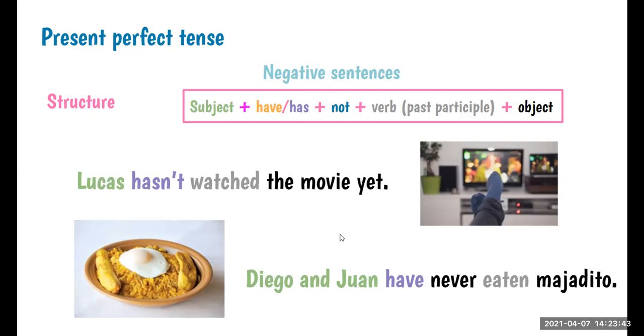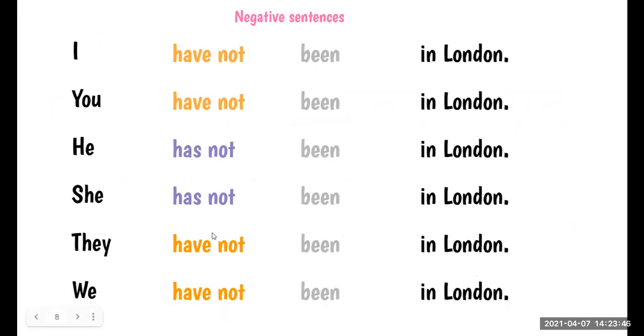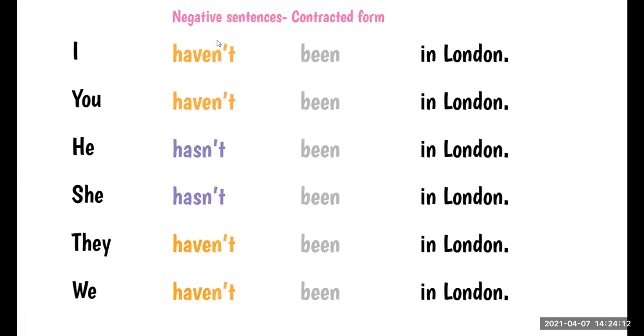Let's go to the examples. For example, here we have exactly the same sentence, but with the full form. I have not been in London. You have not been in London. He has not been in London. She has not been in London. They have not been in London, or we have not been in London. So this is the full form, la forma completa de la oración, okay? But also we can use the contracted form, haven't or hasn't, okay? I haven't been in London, or he hasn't been in London. So this is the contracted form.